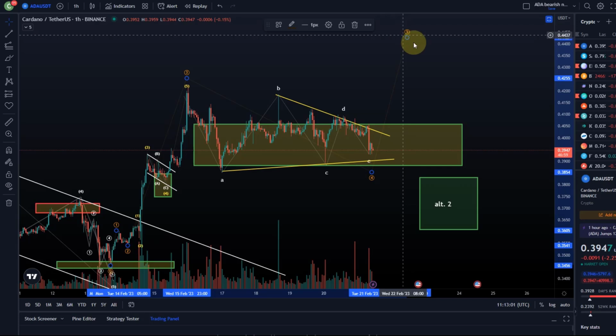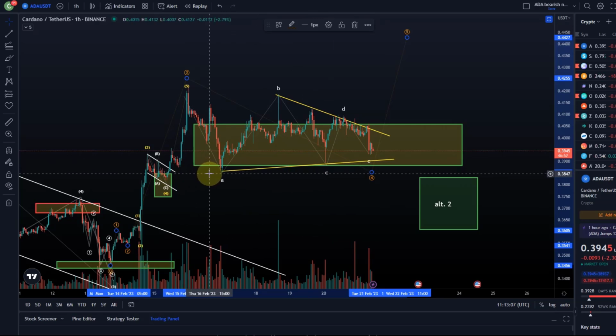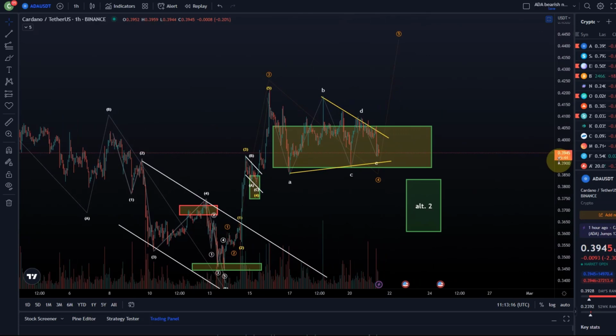At the moment, the sideways consolidation would still, as long as we're holding these two lows here, the C wave low and the A wave low at 38.5 cents, suggest upside continuation. If not, then we are probably looking at a deeper correction.